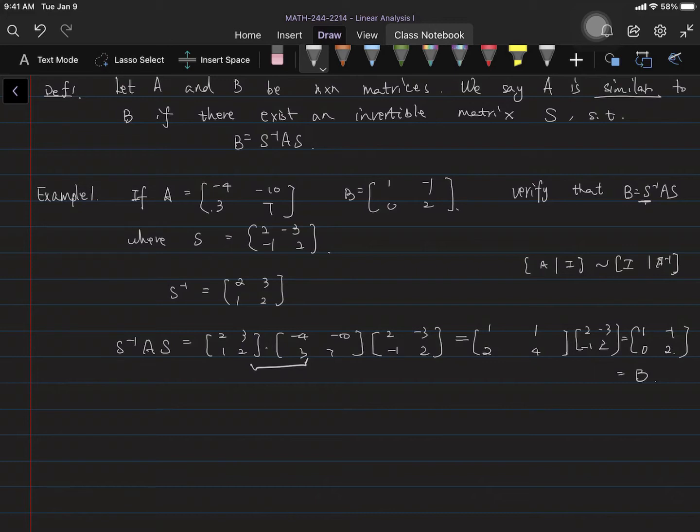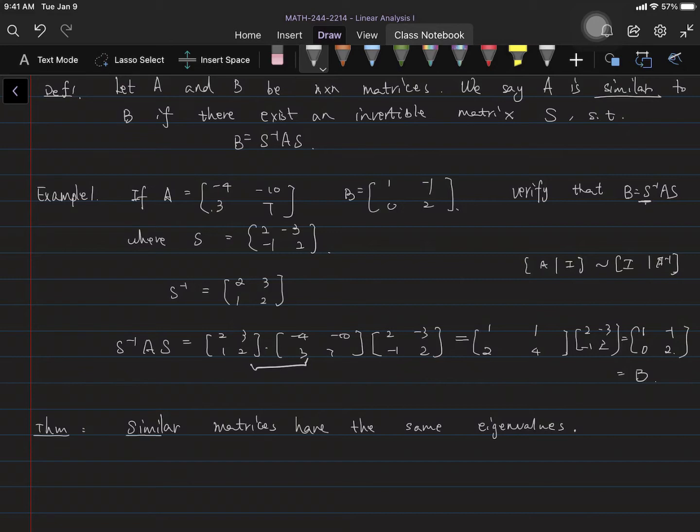Okay, so let's see. Next, we have a theorem. The theorem says that similar matrices have the same eigenvalues. Similar matrices have the same eigenvalues. Okay. Let's take a look at the proof. It's pretty easy to understand.